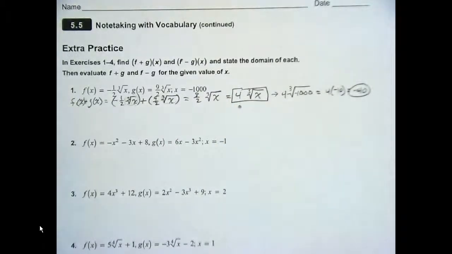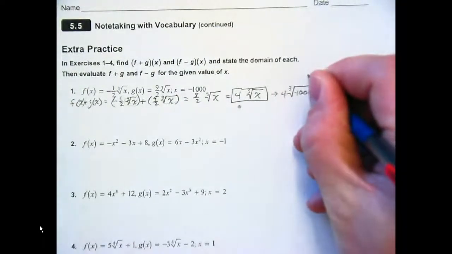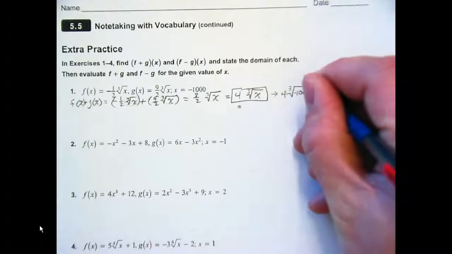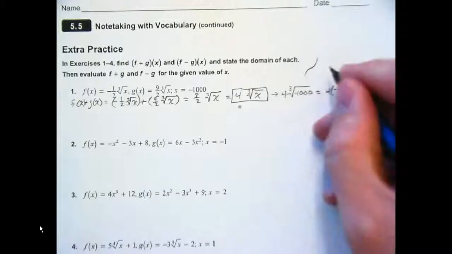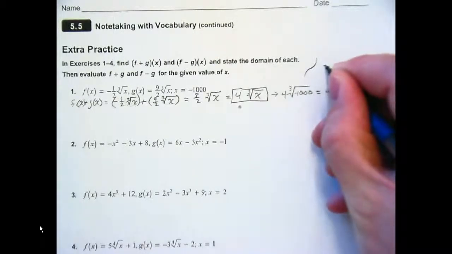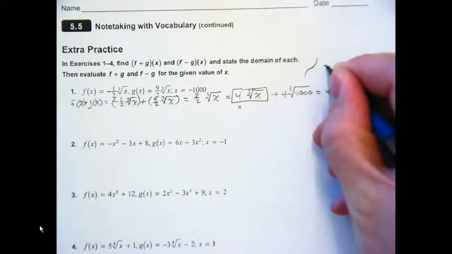Okay, so the domain. As we're looking at the domain of this, it's a cubed root function. A cubed root function looks like, anyone know? You know, a cube looks like this. That's a cube. It looks like it's that flipped. Right.